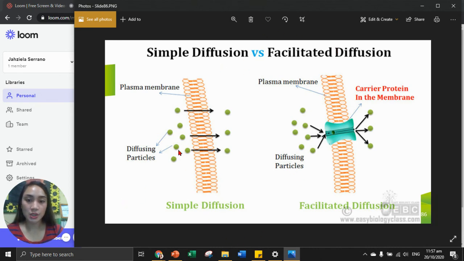So just a quick comparison. In simple diffusion, the solutes or the particles just pass through the gradient, through the plasma membrane, without energy needed, without assistance needed. On the other side, in facilitated diffusion, again, the particles are just going along the concentration gradient through the plasma membrane. However, with the presence of a carrier protein or transport protein, but there is no energy needed from the cell.